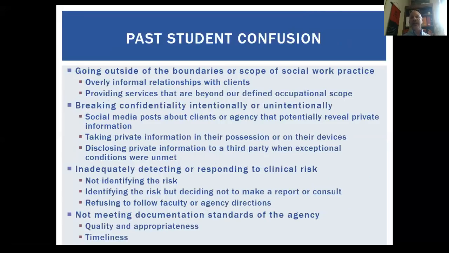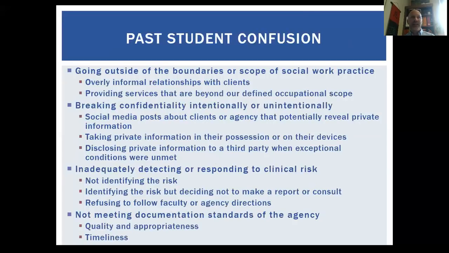So let's talk a little bit about the things that have been confusing to past students. This isn't to scare you. You're learners. You're going to make mistakes. You really are. Even experienced professionals make mistakes of these magnitude and nature, but this is to illuminate the things that you need to be aware of. We have had many students who go outside the boundaries or scope of social work practice. Often this is with clients that are younger than them, in similar age categories, and they may engage in an overly informal relationship with a client.